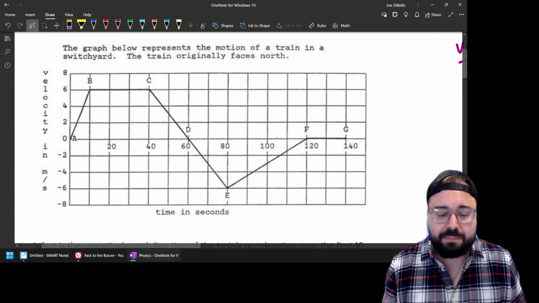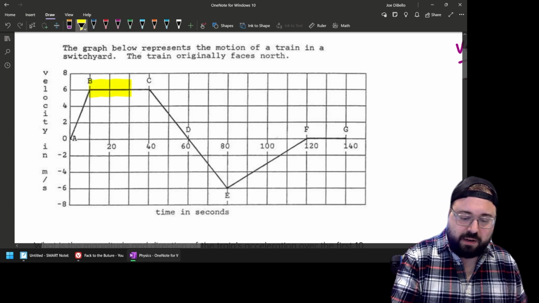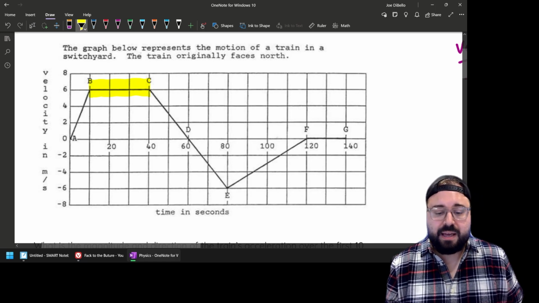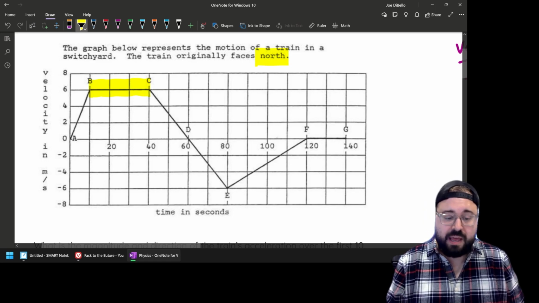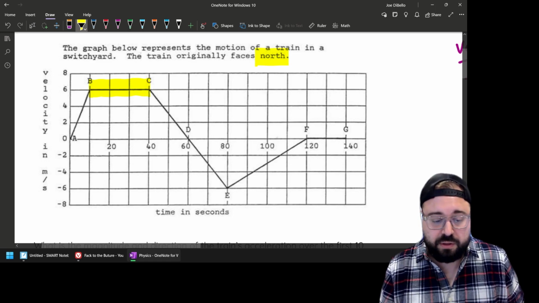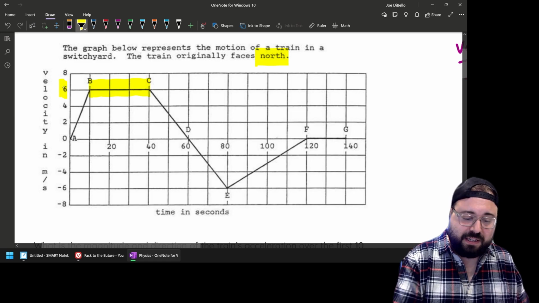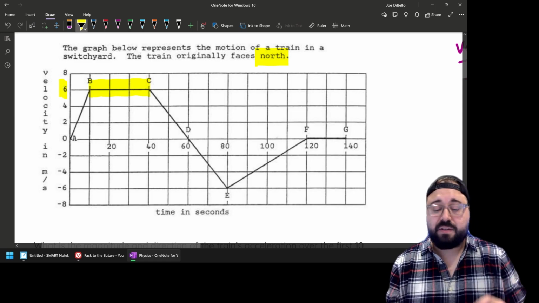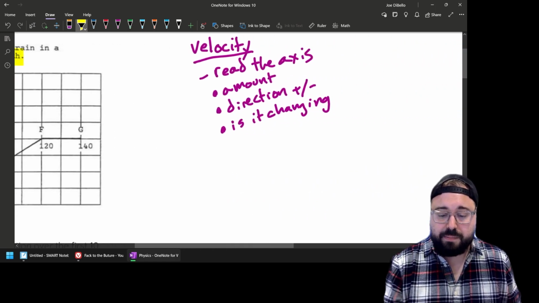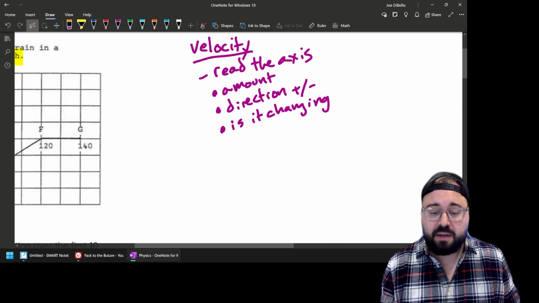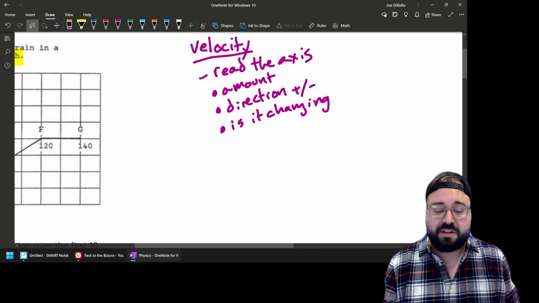So what is this object doing from point B to point C? So from right here to right here, what's the object doing? Well, in this case, our train is originally facing north, which means our positive direction is north, and our negative direction is south. So from B to C, this object has a velocity of 6 meters per second, and it's positive, so to the north. The entire time it has that velocity. So to answer our 3 main questions, we're traveling at 6 meters per second north, and it's not changing its velocity because that value is not changing.